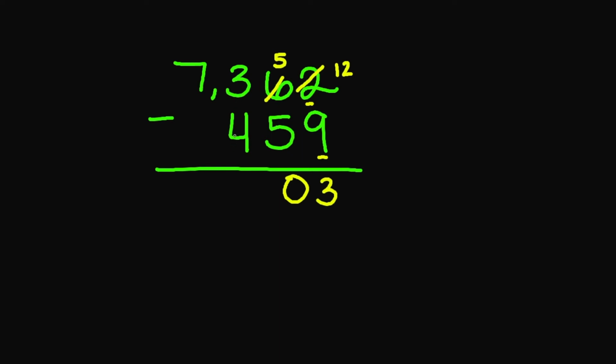3 minus 4. Uh-oh. That means that I have 3 marbles and I'm trying to subtract 4. I can't do that. I need to borrow from the thousands place now. So this 7 is going to become a 6. This 3 will now become a 13. So now I'm going to subtract 13 minus 4. That's going to give me 9.